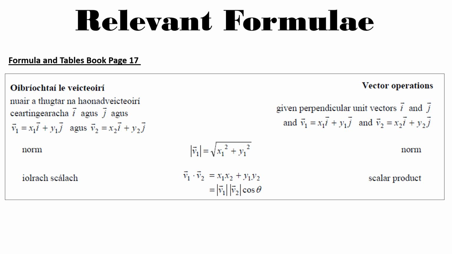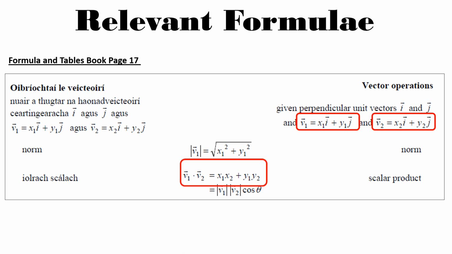So before we begin, it's good to know that some of what we're talking about today is available in your log tables. It's not perfect. It may not be exactly as we name it in applied maths, but it's here. So this is from page 17, we have a section called vector operations, and it gives us two vectors here, v1 and v2, and they're defined as x1i plus y1j for vector 1, and x2i plus y2j for vector 2.